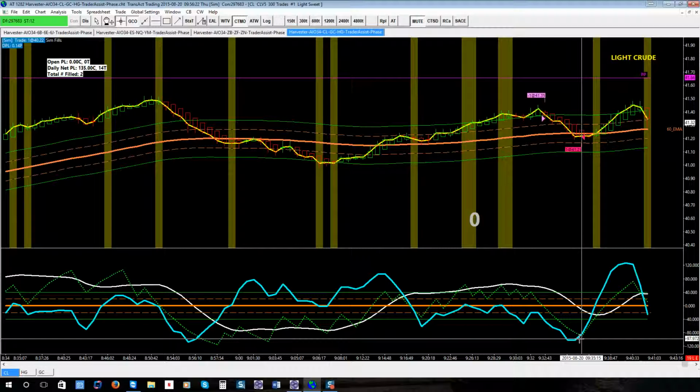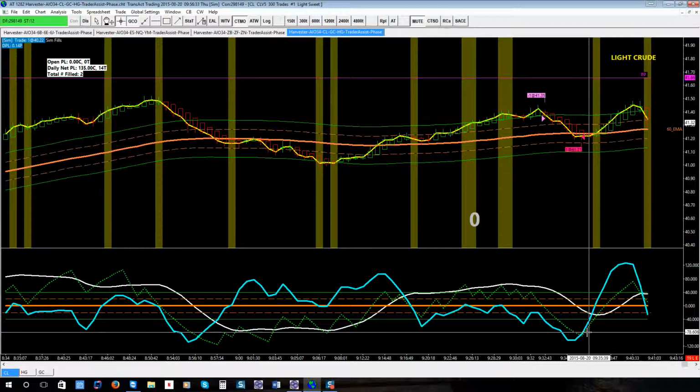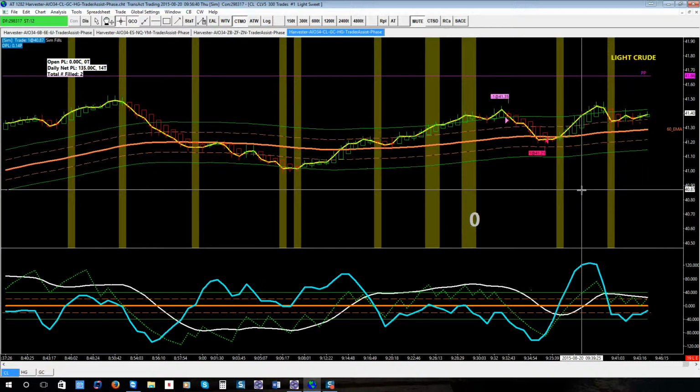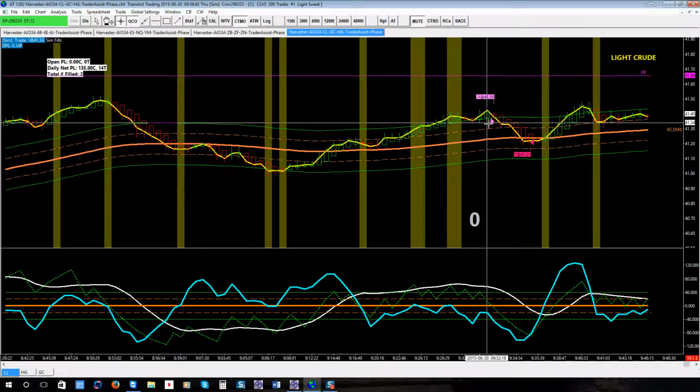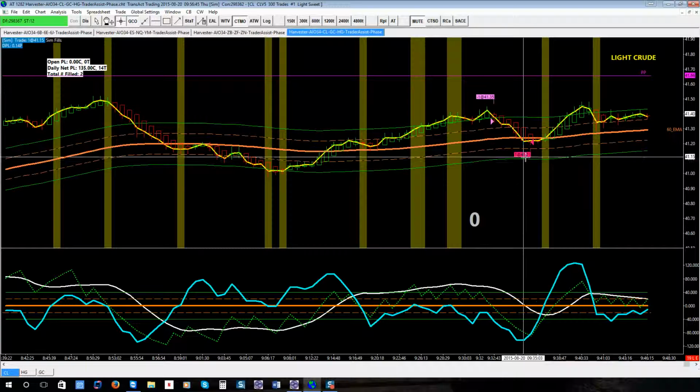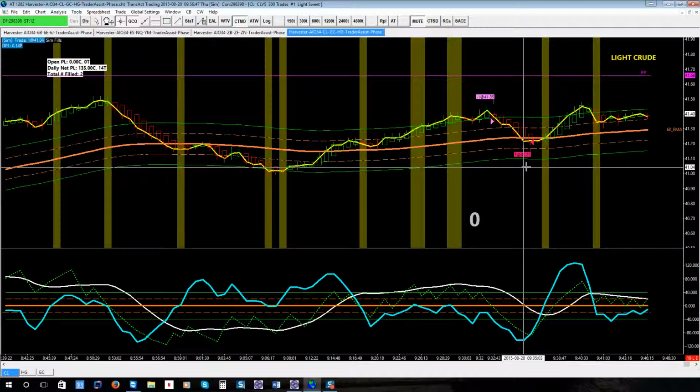Your exit is: is blue turning against us? Yes. Is volume turning against us? No. Stay with it. Is volume turning against us? Yes. Get out. Yep. That's what I did in order to get this profit of 135 in 2 fills on crude.